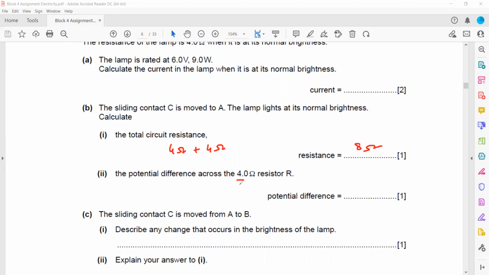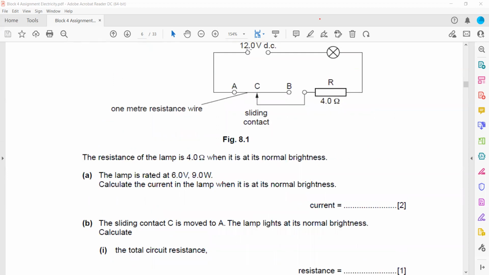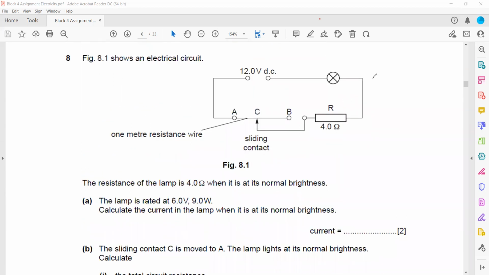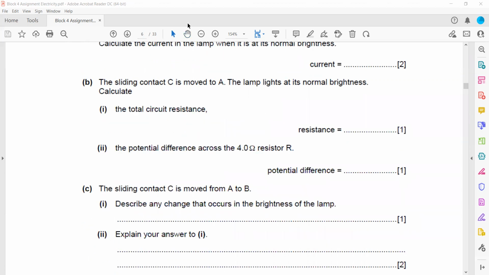Then the potential across the 4 ohm resistor. How do we get the potential across the 4 ohm resistor? We already calculated in the previous part that the current in the lamp is 1.5 ampere. Because the lamp and this resistor are connected in series, they have the same current, 1.5 ampere. So we have the current and the resistance, and we can use the formula V is equal to IR, where I is the current, 1.5, and R is the resistance, 4. So 1.5 into 4 is 6 volt. So the voltage across the fixed resistor is equal to 6 volts.